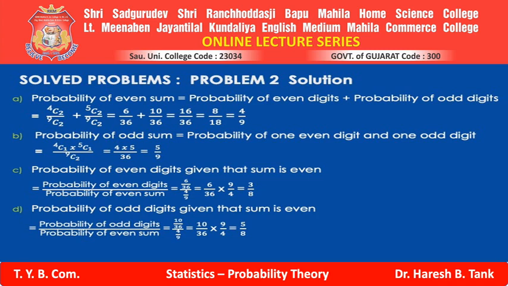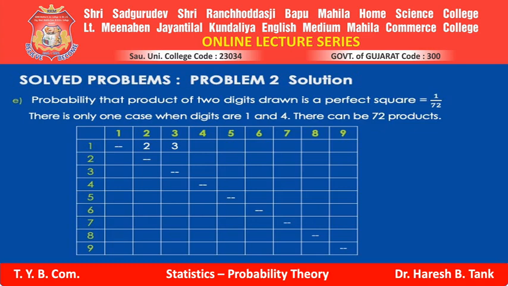Similarly, probability of odd digits given that sum is even, which is nothing but ratio of these two: probability of odd digits divided by probability of even sum. Putting it in a ratio form and then in a reciprocal format, 10 by 36 multiplied by 9 upon 4, further simplifying it, it comes to 5 by 8. Is it clear? Let us shift to the next one.